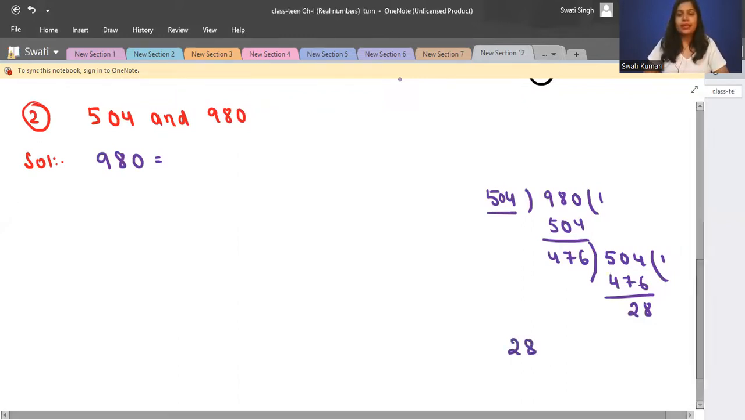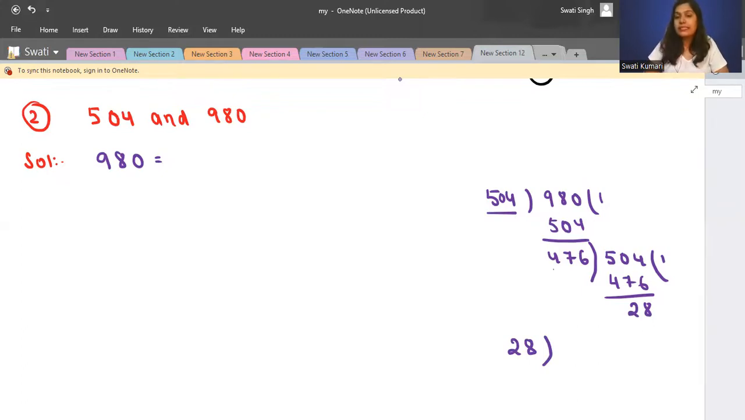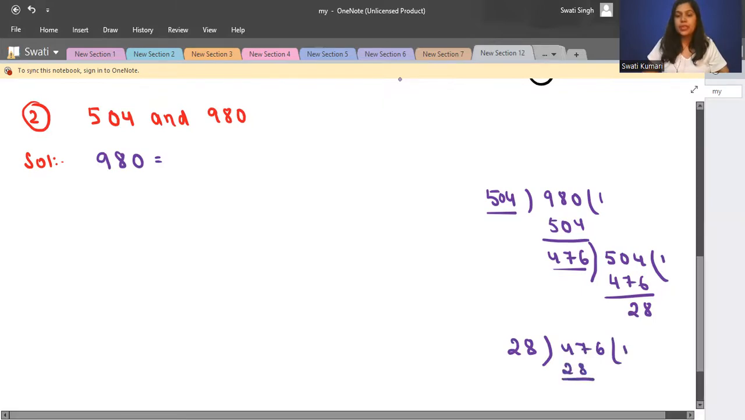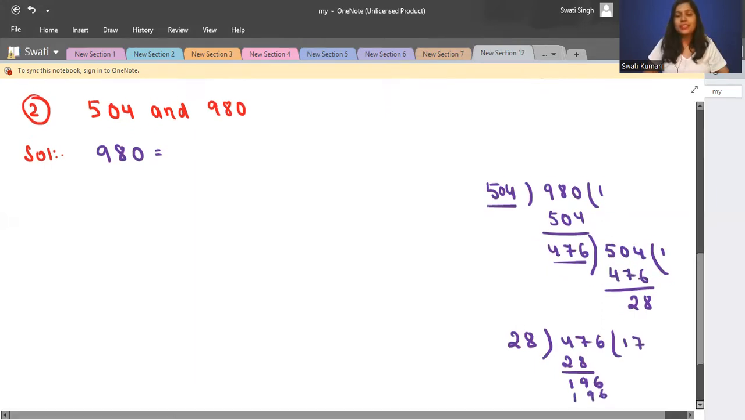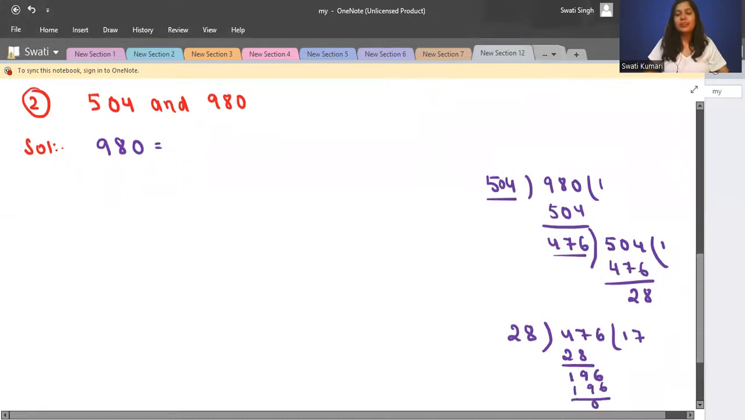And now you will write down 28 as it is. That means now 28 has become divisor, and this 476 will become dividend. So now 476 will come here. And now you will divide this. So you will be getting 28 into 16 is 448. If you will subtract this, you will be getting 28. And then you will put 7. And then this will become 28 into 7 is 196. And as you can see, that this will become 0. Now we have got our remainder 0.